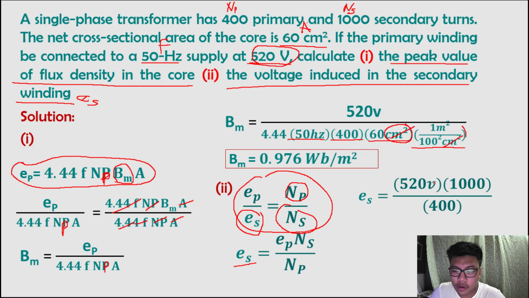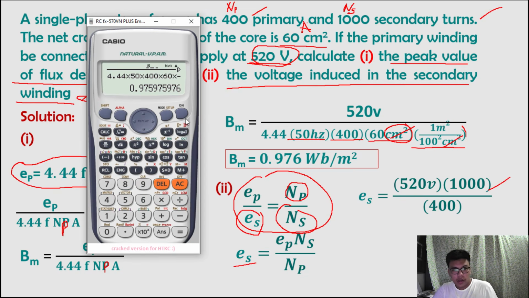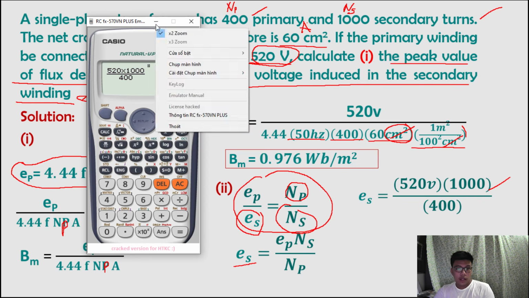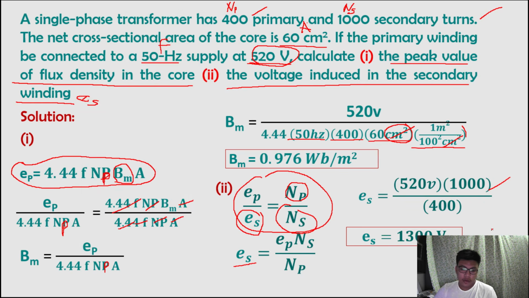So we have 520 volts times 1,000 all over 400. Yung 1,000 natin, yun yung secondary turns. Then yung 400, yung primary turns. Okay? So, solve natin, ano, para makita. We have 520 times 1,000 all over 400. So, we have 1,300 volts. Okay.